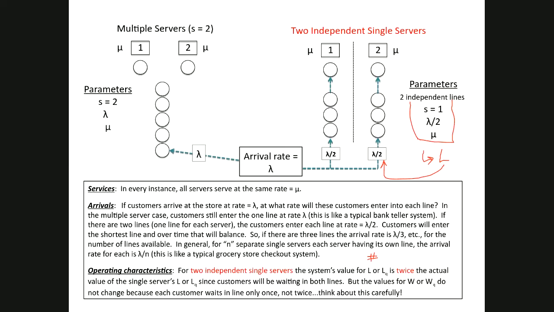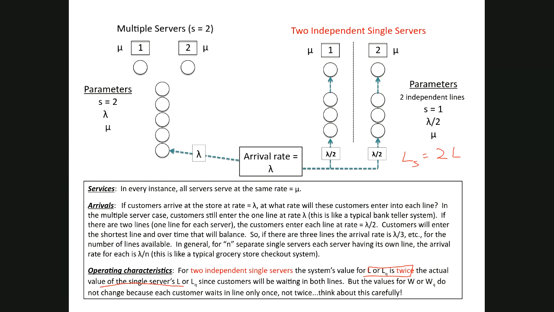So for the whole system, there would be on average L customers in this line and L customers in this line, and so on and so forth, no matter how many lines you had open. And so consequently, if there were two single servers, you would have to multiply L by 2. So the actual L effective for the system is 2 times L. So it's twice the actual value of the single server.